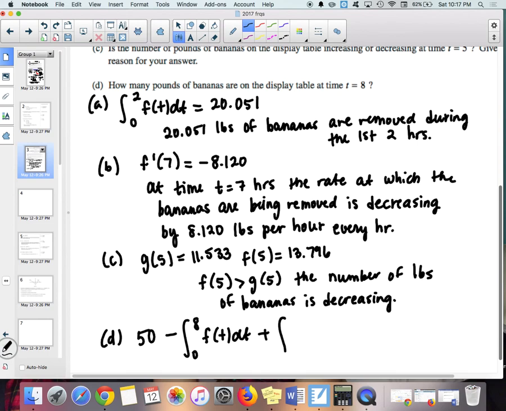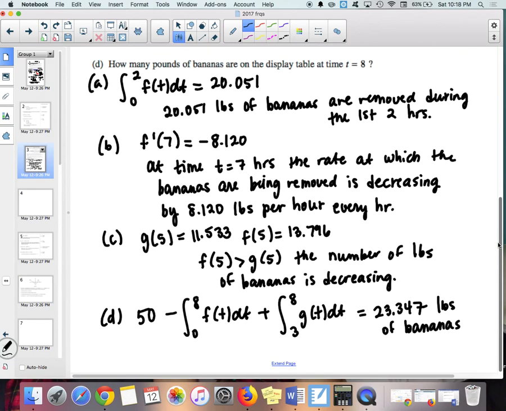And then I gain from time 3 to 8, because I started after 3 hours. I gain the integral of g of t dt. I can integrate all that on my calculator, do my math 9 thing. I end up getting like 23.347, somewhere around there. And this is pounds of bananas. You could say at time 8, but I think it's fine if you just say that many pounds of bananas, and you would assume it's at time 8 because that's what they asked.